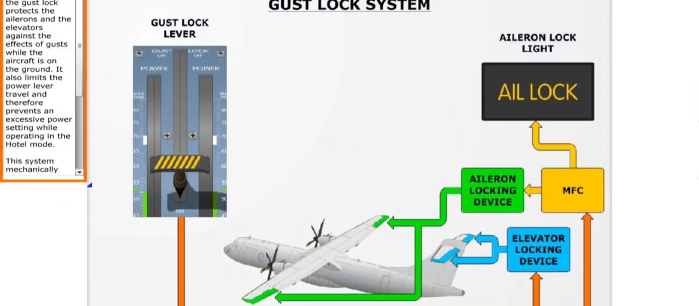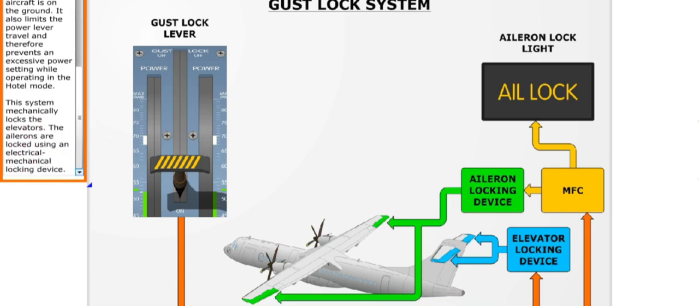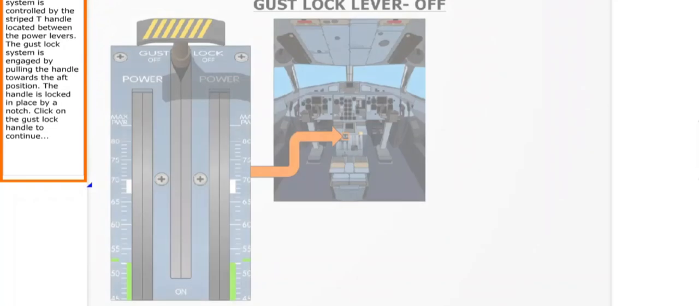When engaged, the gust lock protects the ailerons and the elevators against the effects of gusts while the aircraft is on the ground. It also limits the power lever travel and therefore prevents an excessive power setting while operating in the hotel mode. This system mechanically locks the elevators. The ailerons are locked using an electrical mechanical locking device.